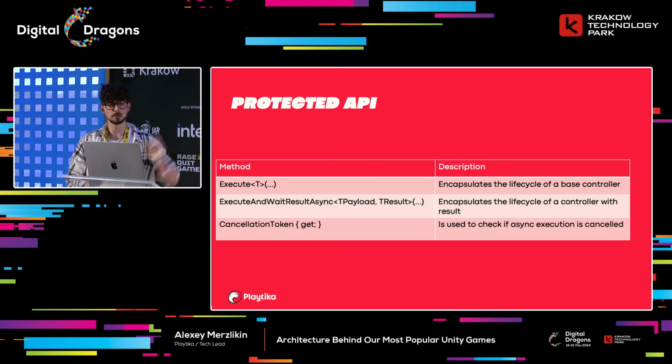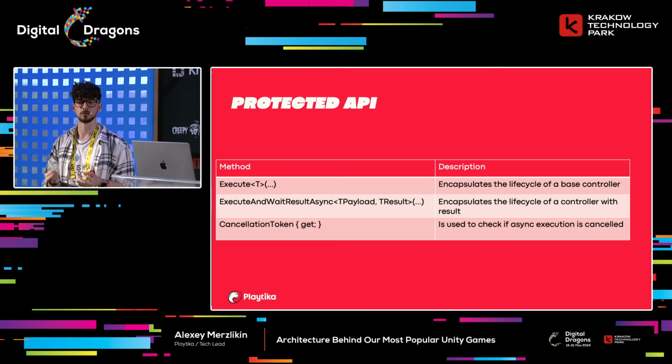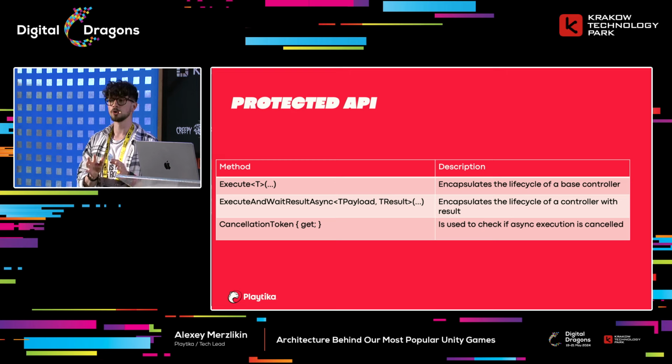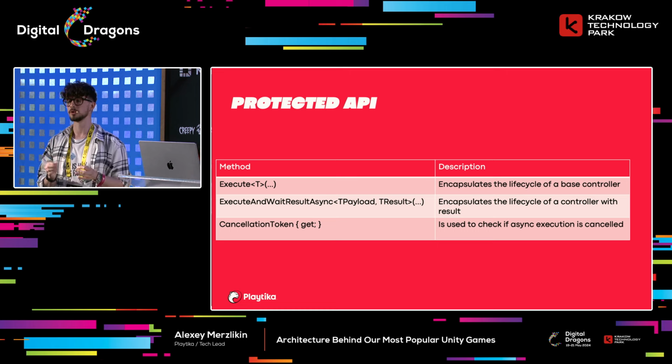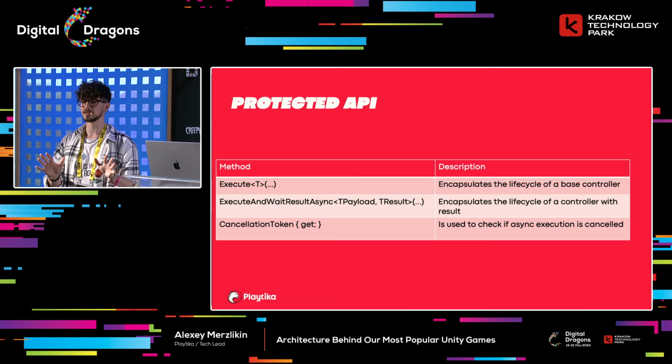And execute encapsulates the controller's lifecycle and uses all internal methods under the hood, like initialize, start, stop, and dispose. This approach allows us to eliminate cases when developers misuse the API and create controllers that are not stopped or disposed properly. So the single method leaves no space for a mistake.